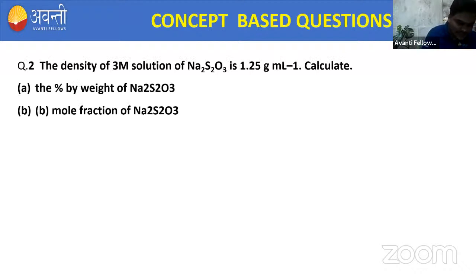Okay, the next question. The density of the 3 molar solution of Na2CO3 is given. Calculate the percentage by weight of Na2CO3, and the second is the mole fraction of Na2CO3. So how will you calculate this? Let's start. The first one, you have to calculate the percentage by weight of Na2CO3. So how will you calculate, beta?